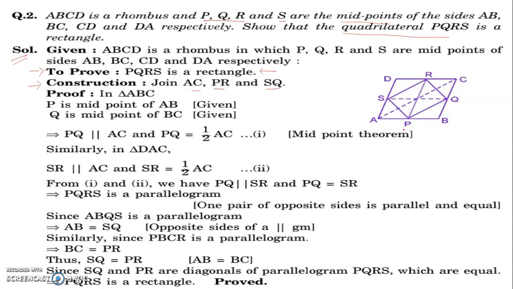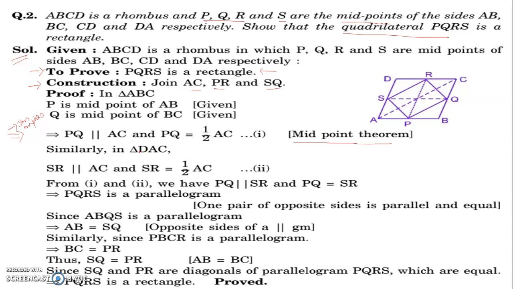P is the midpoint of AB, given, and Q is the midpoint of BC, given, which implies PQ. This symbol is not called an arrow; we say it stands for implies. You should know this notation, students. So this implies PQ is parallel to AC, and PQ will be half of AC by the midpoint theorem. I already explained this.